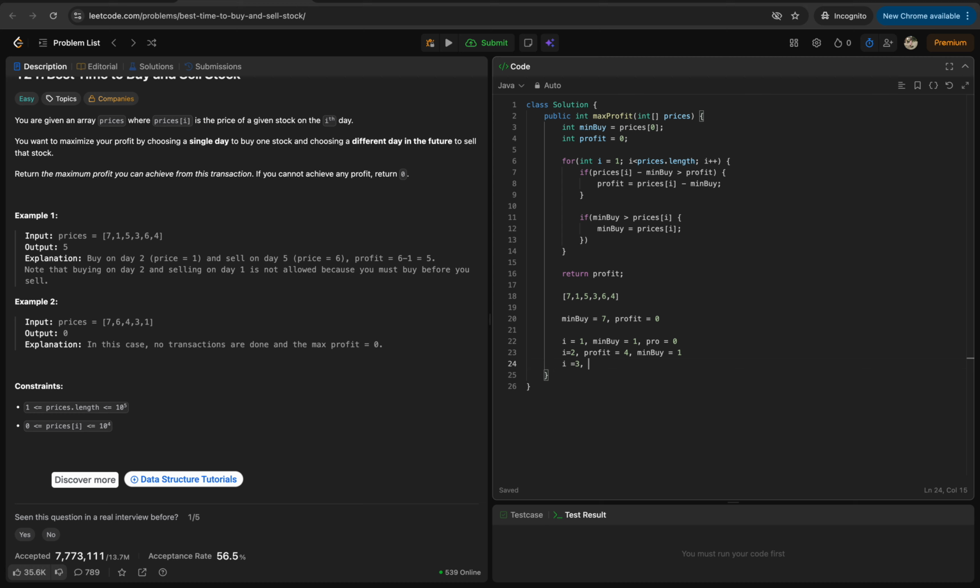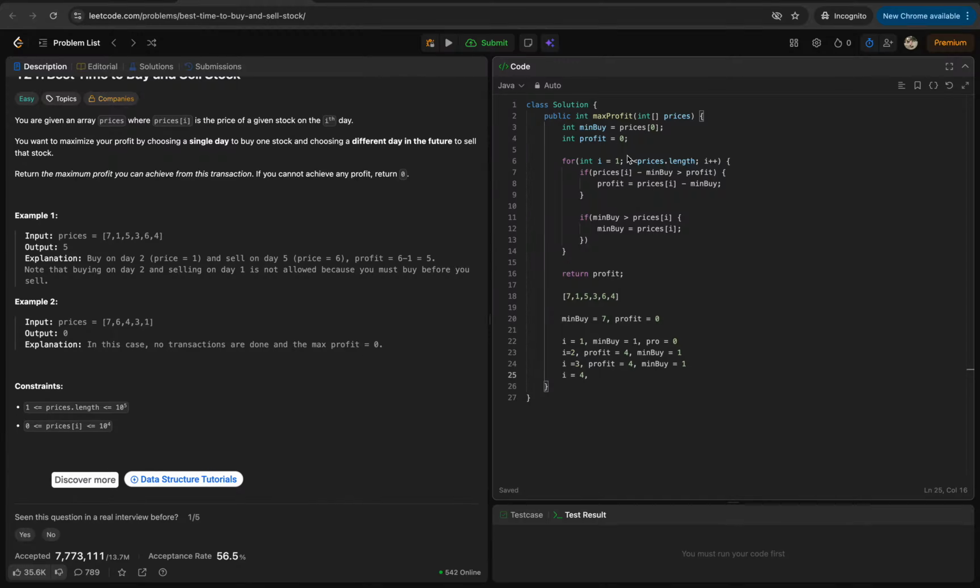Next, I is 3, so we are at 3. 3 minus min by, 3 minus 1, 2. Is 2 greater than profit? No. So profit will remain same. And is min by 1 greater than 3? No. So this will also remain same. Nothing changes in this case. Wait a second, but this is correct.